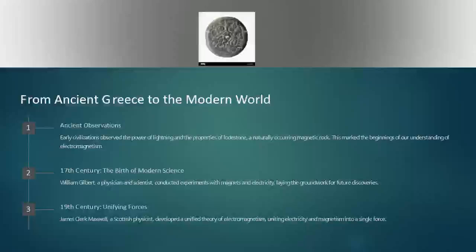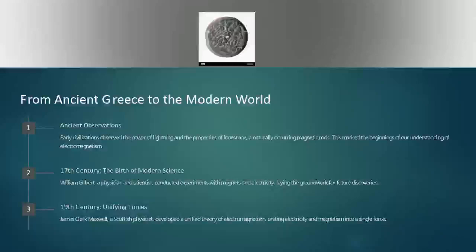From ancient Greece to the modern world, we need to know how electromagnetism shaped modern science. In the picture here, we can see an electromagnetic core and an electromagnet in the modern world. Ancient observation, according to this picture, is ancient observation.